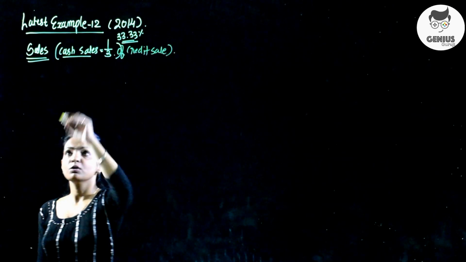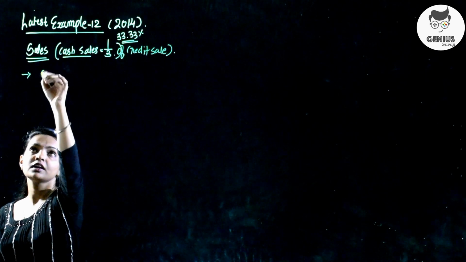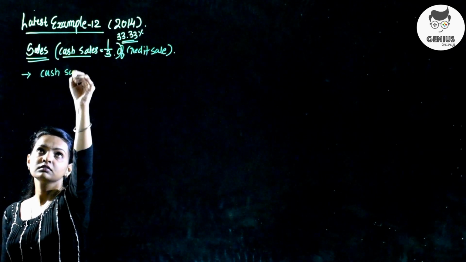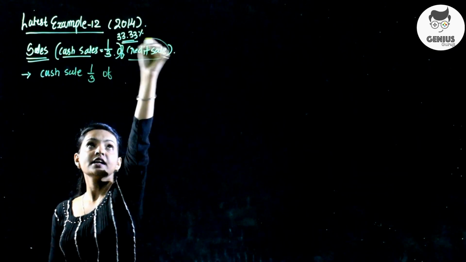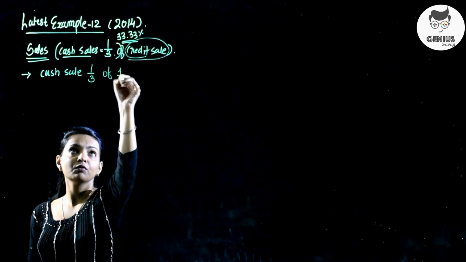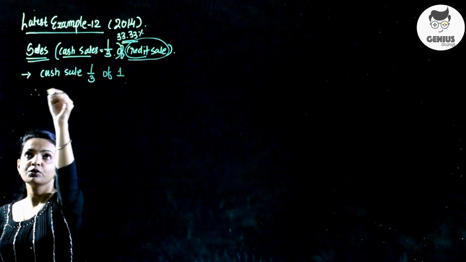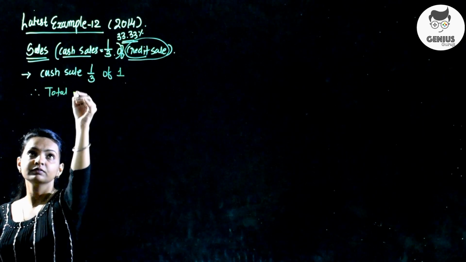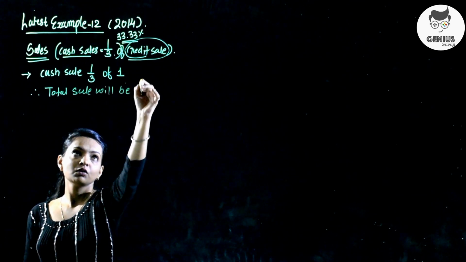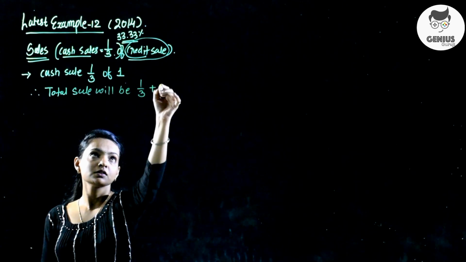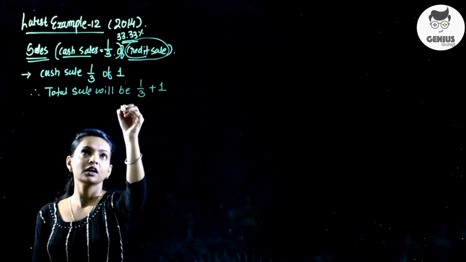So you can suppose if your cash sale is 1/3 of credit sale, it means your credit sale will be 1. So your total sale will be 1/3 plus 1. Okay, now solve it.